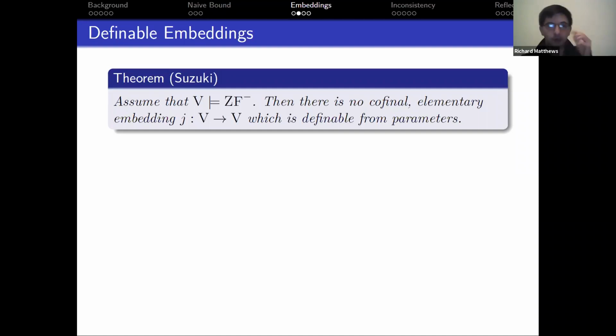So if I work in the theory ZF without power set but with collection, then there is no cofinal elementary embedding J which is definable from parameters. So this gives the other naive version of this question. If we want it fully definable, the answer is no such embedding exists.